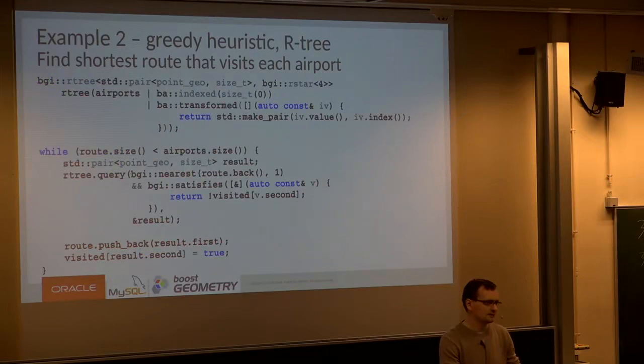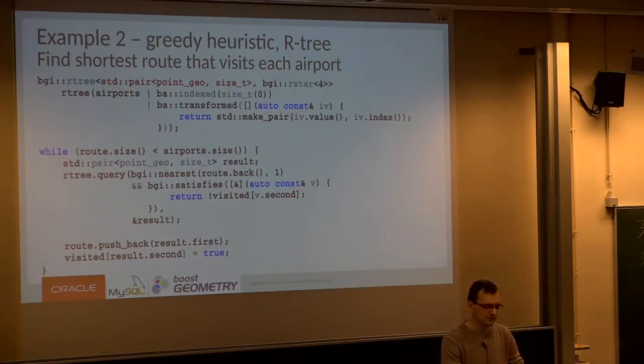But the previous algorithm has quadratic complexity, so we can do better. And here I'm using the R tree for that. I'm storing a pair of my point and an index. I need an index in order to access the visited flags. So I'm storing a pair.